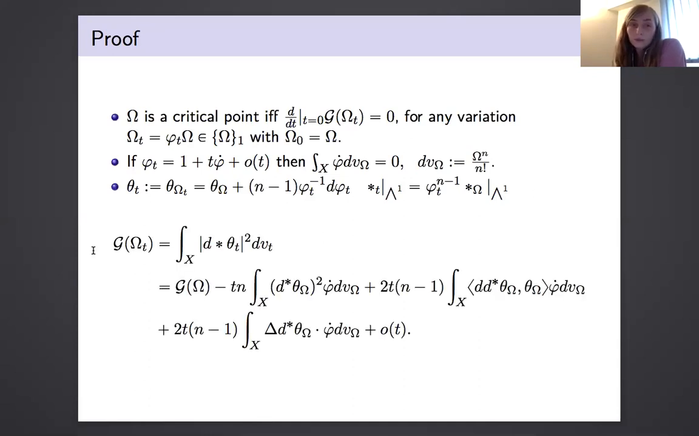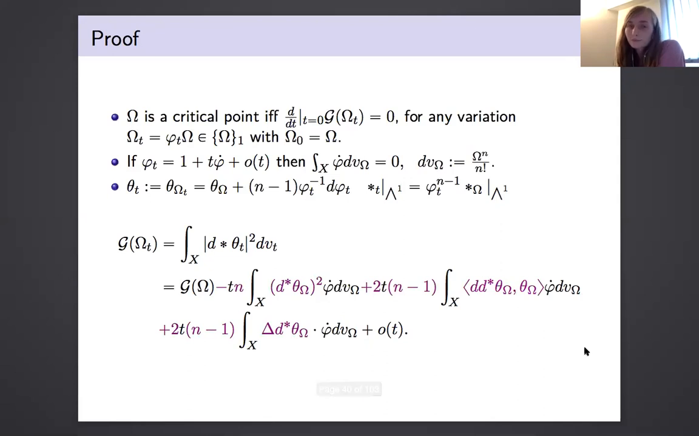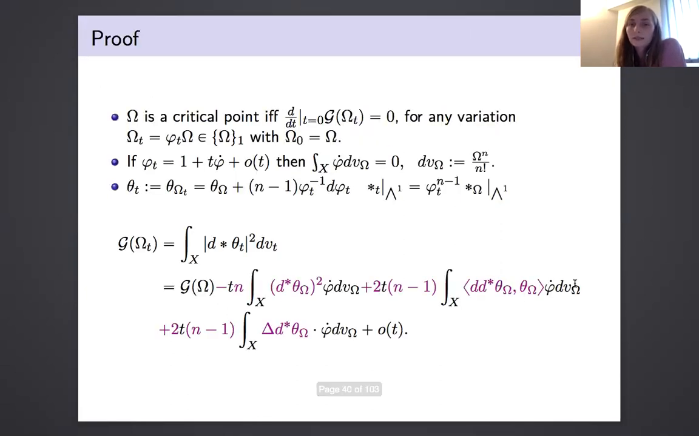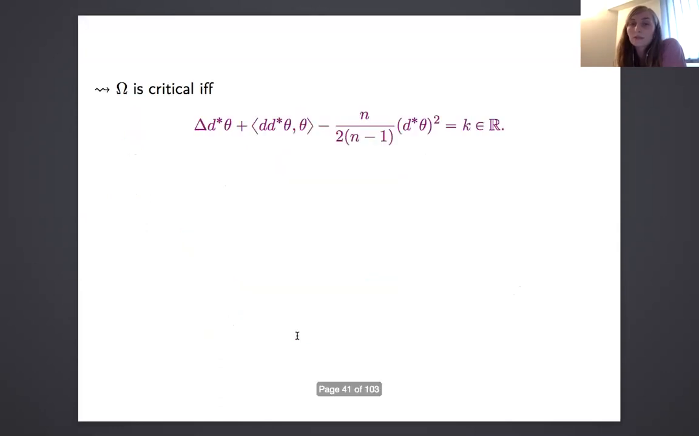We compute the variation of G, and we find this formula up to order 1. So this means that for any smooth function phi dot which satisfies that its integral is 0 over the manifold, this quantity has to be 0. So this implies in particular that the colored thing that I had here has to be constant. And this is the Euler-Lagrange equation for a critical metric of this functional.